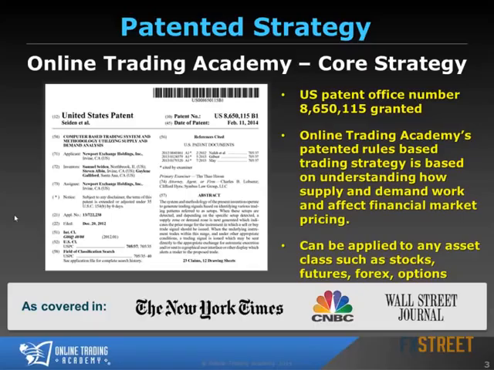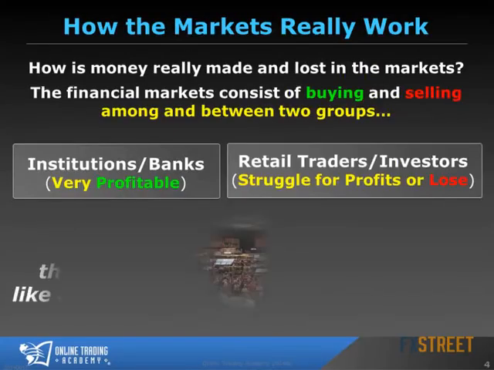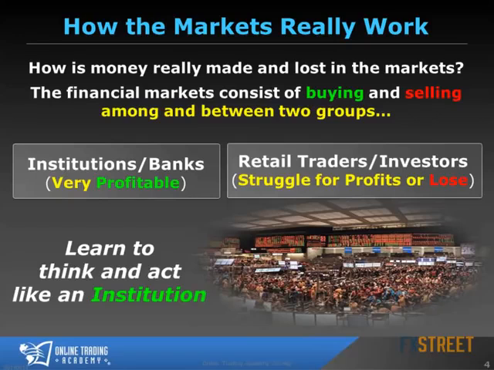But let's keep going. What you have to understand is there are really two groups that we want to identify in a market. We want to identify the main players in these markets. It's banks and institutions and the retail trader and investor. So there's banks, institutions, and retail traders.